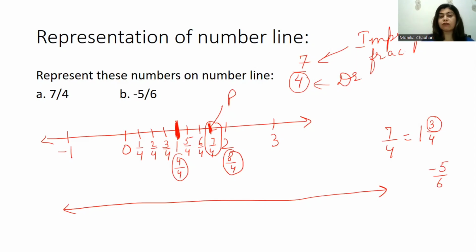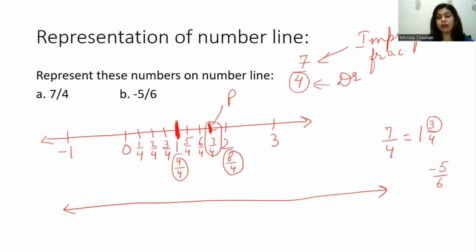If it is positive, it will always lie towards the right side. Now this is negative, so it will always be towards the left side. Second thing which you need to know, minus 5 upon 6. This 5 upon 6 is proper or improper? Proper. That means your point will lie between 0 and 1. If it is improper, then it will go beyond 1. I hope this is clear.